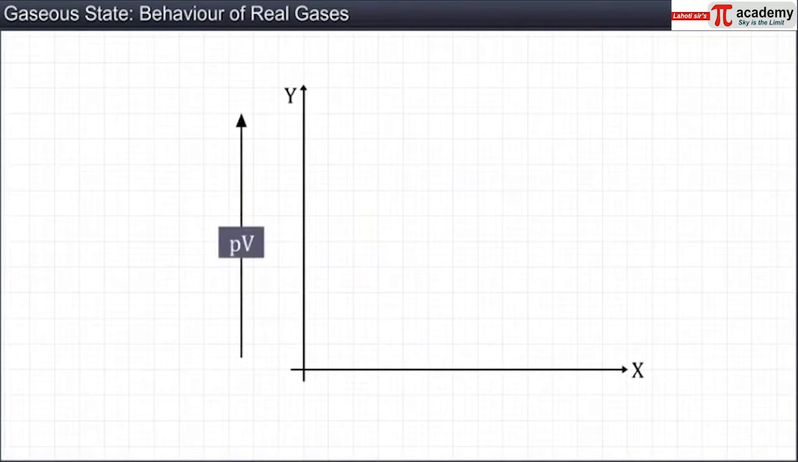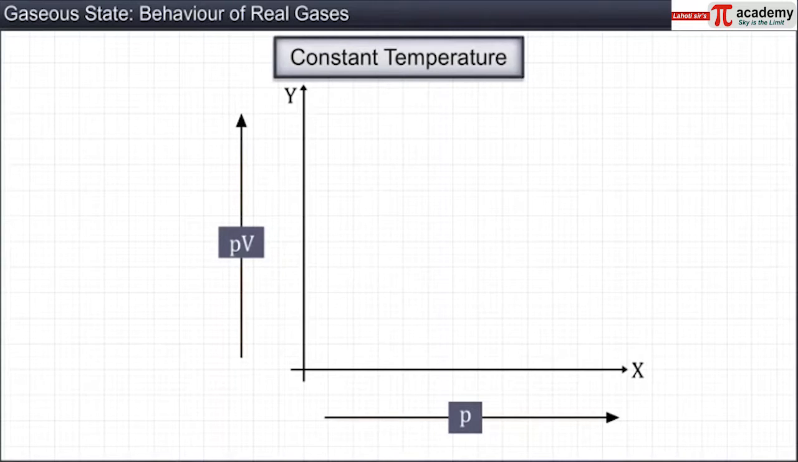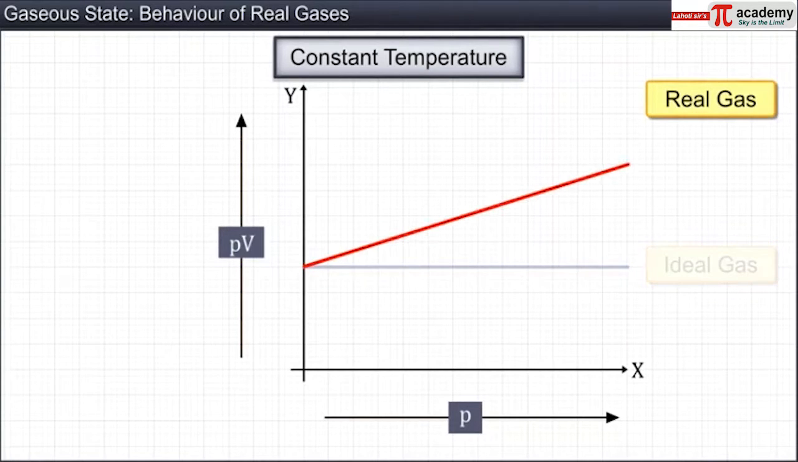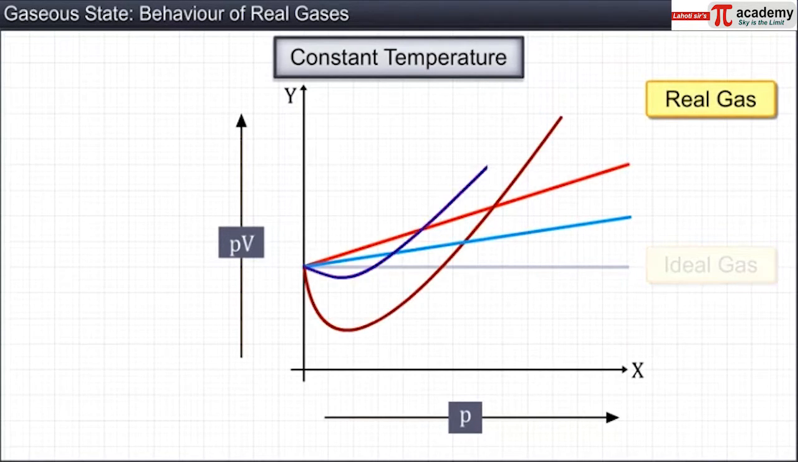If we plot a graph of PV versus pressure at constant temperature, then, according to Boyle's law, we should get a straight line parallel to the x-axis, as PV is constant at constant temperature for a fixed amount of gas. However, for a real gas, we find that the plotted line is not a straight line parallel to the x-axis.